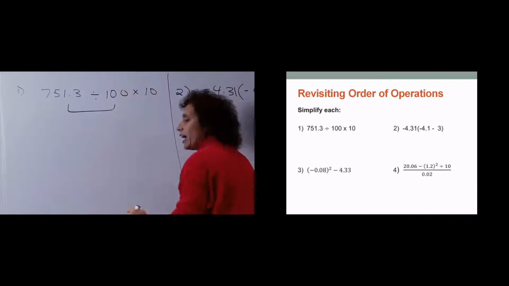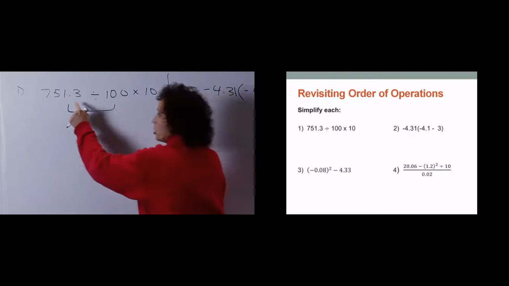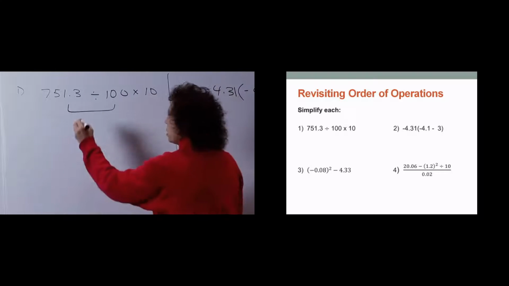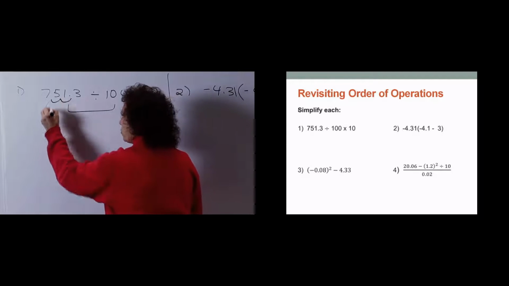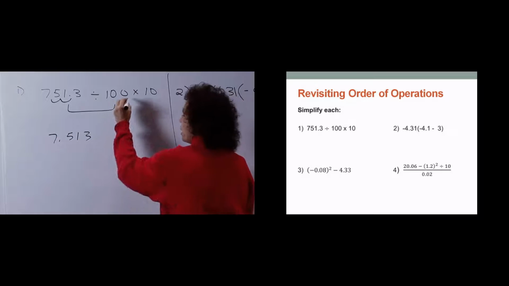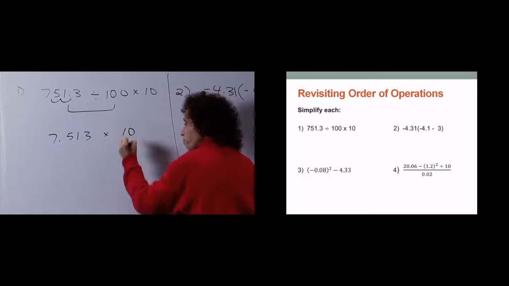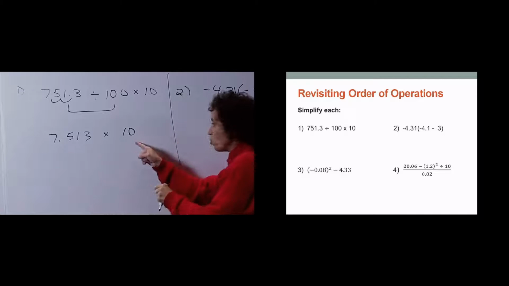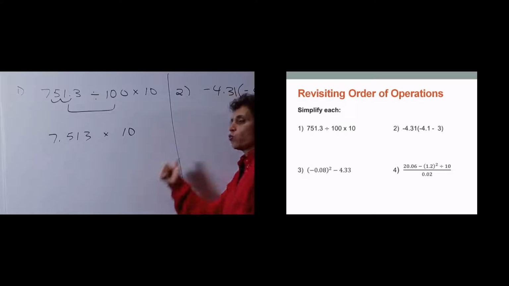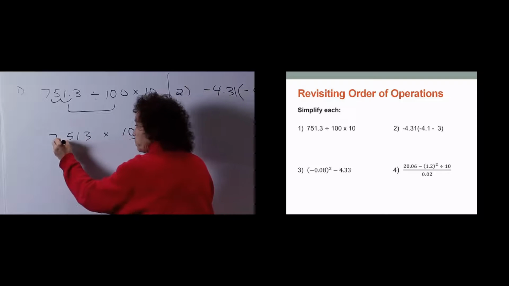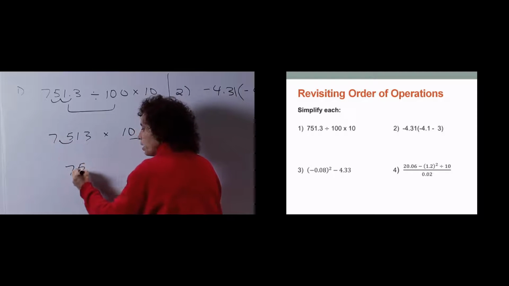Remember, when you divide by 100, you take the decimal and move it as many places as there are zeros to the left. So I'm going to move it to the left, which gives me 7.513. But now I have to multiply that by 10. Remember, when we multiply by a power of 10 that's bigger than 1, we move the decimal to the right as many places as there are zeros. So we move this back to the right, and we get 75.13.